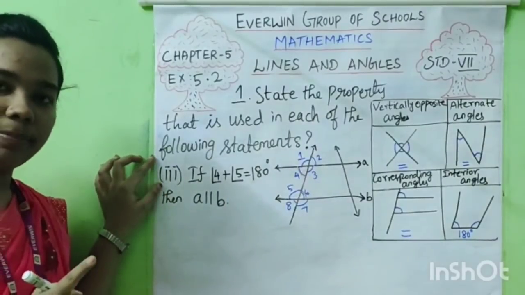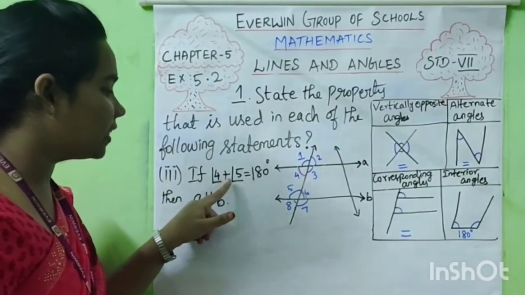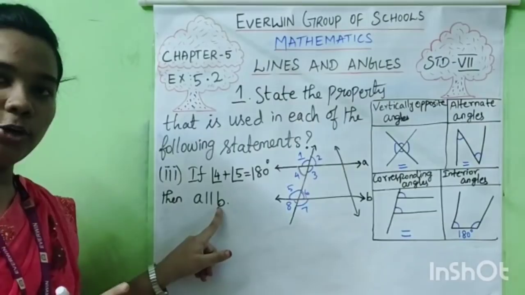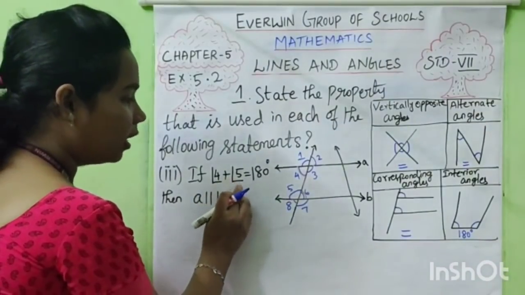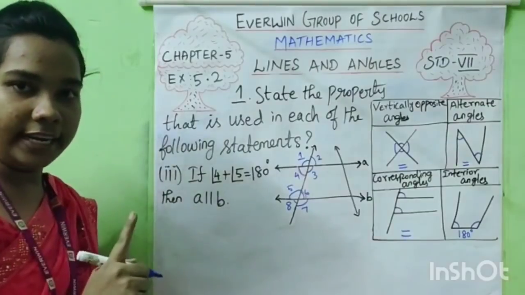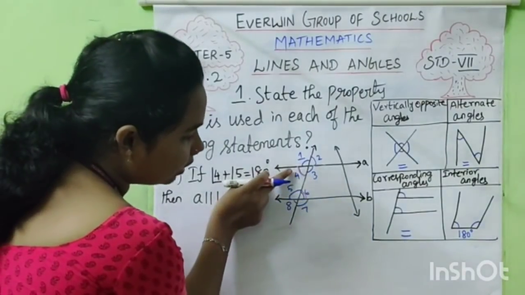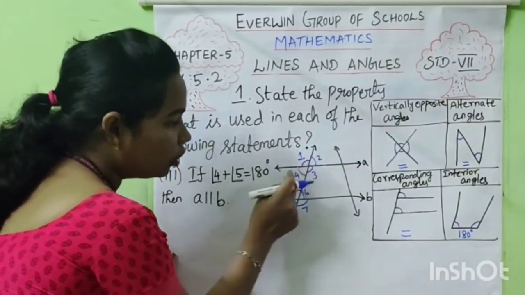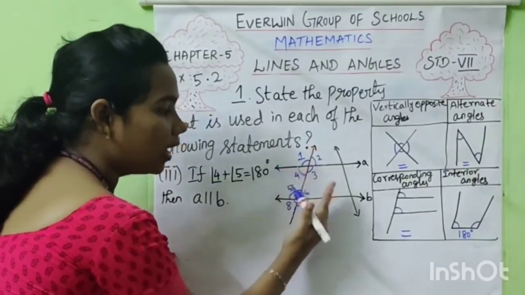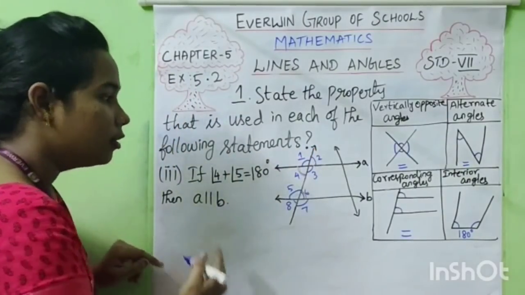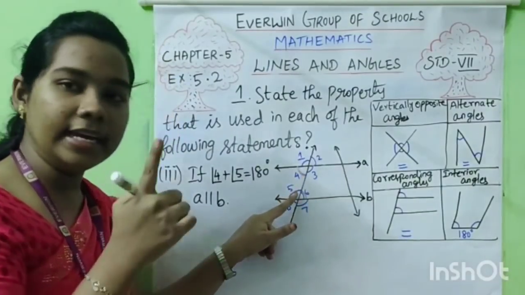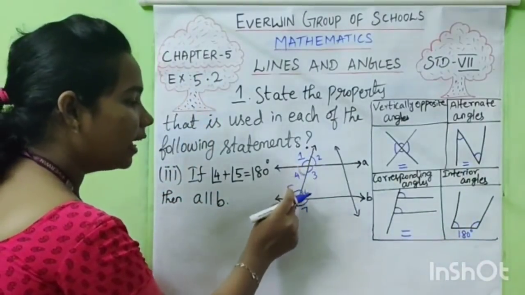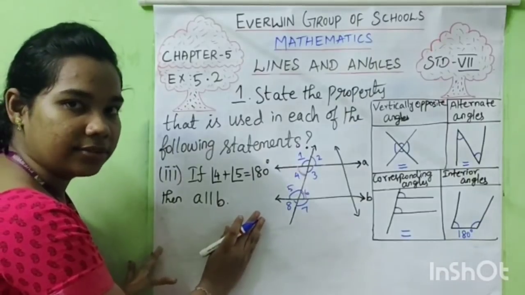Next, coming to the third subdivision. If angle 4 plus angle 5 is equal to 180 degrees, then A is parallel to B. They have given angle 4 and angle 5. The sum of these two angles is 180 degrees. Okay. See, where are this 4 and 5? So here it is 4. Angle 4 and angle 5. Actually this is looking like U, right? Both are inside of the transversal. So if the sum of these two angles is 180 degrees, what is that? Interior angles, right? So interior angles of the same side of the transversal.